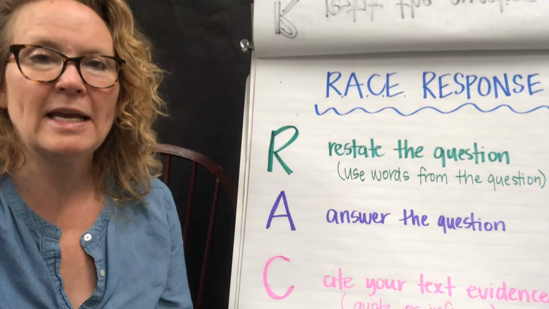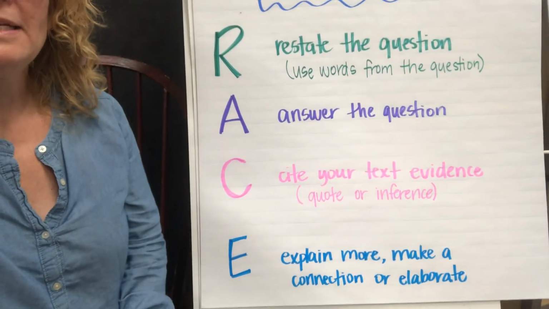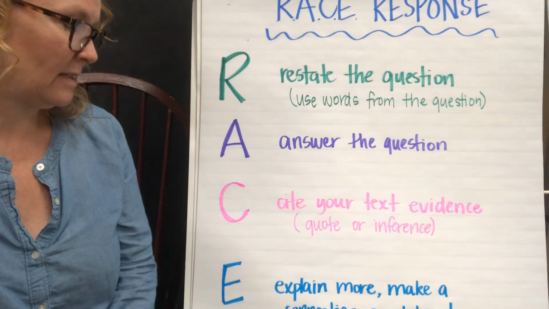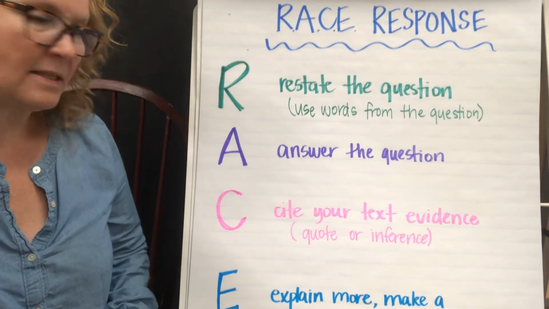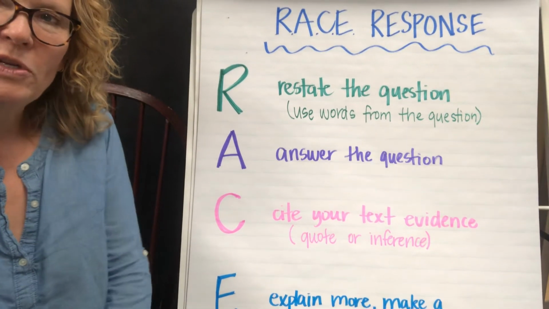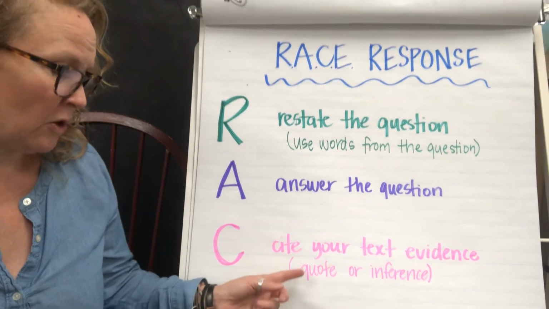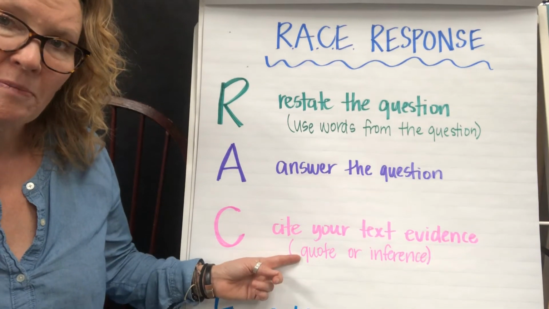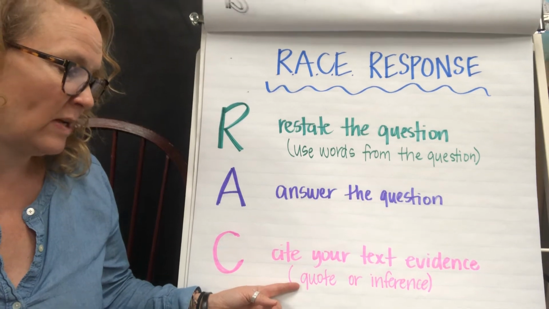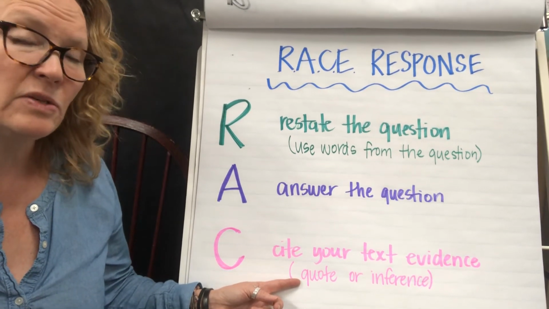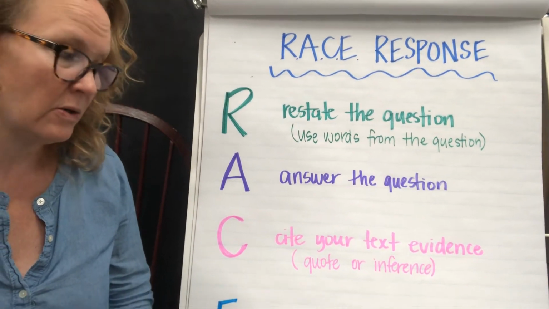Here comes the C. It says, cite text evidence. Cite your text evidence means you answer the question, how did you know? So it might be that you use a direct quote from the text in order to answer that question. In that case, you'll need to remember to use quotation marks.